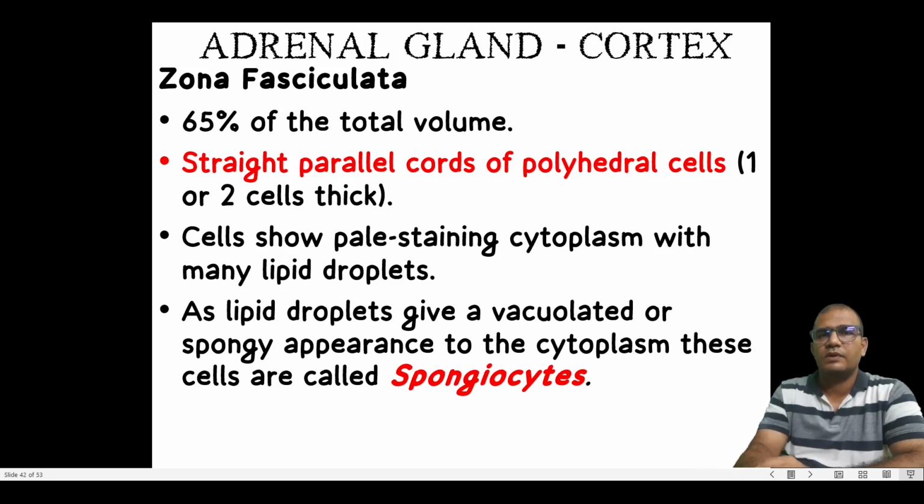Spongiocytes are found in which gland? Spongiocytes are found in the adrenal gland. And where exactly in the adrenal gland? The spongiocytes are found in the zona fasciculata of the adrenal gland. And again, there will be fenestrated capillaries.